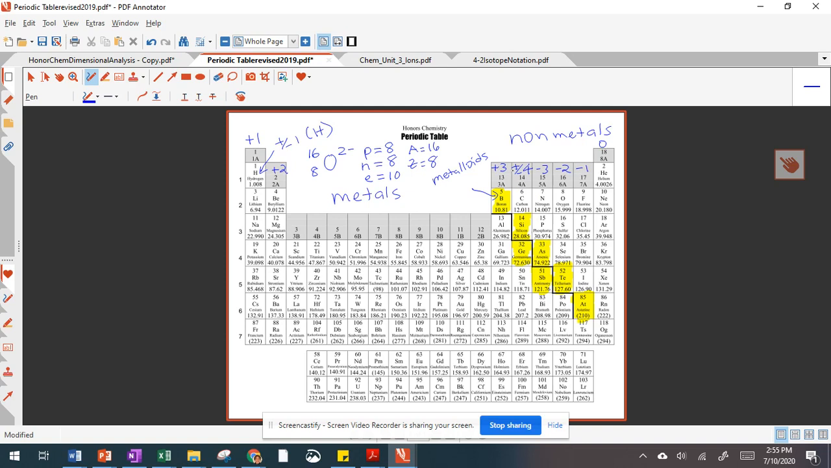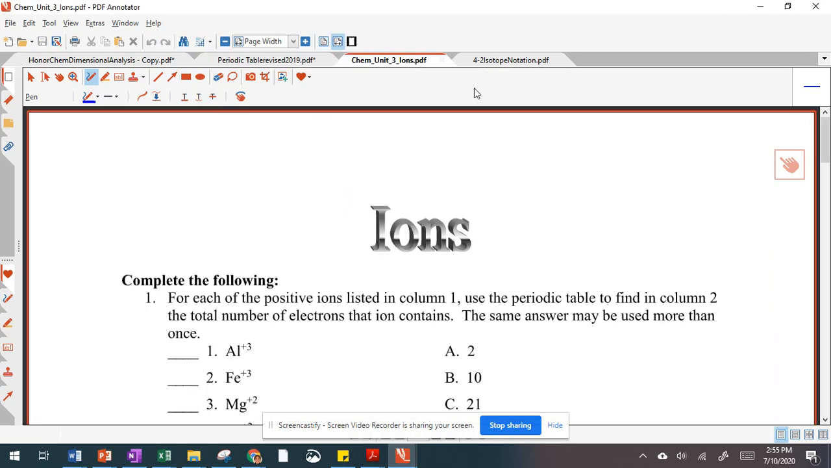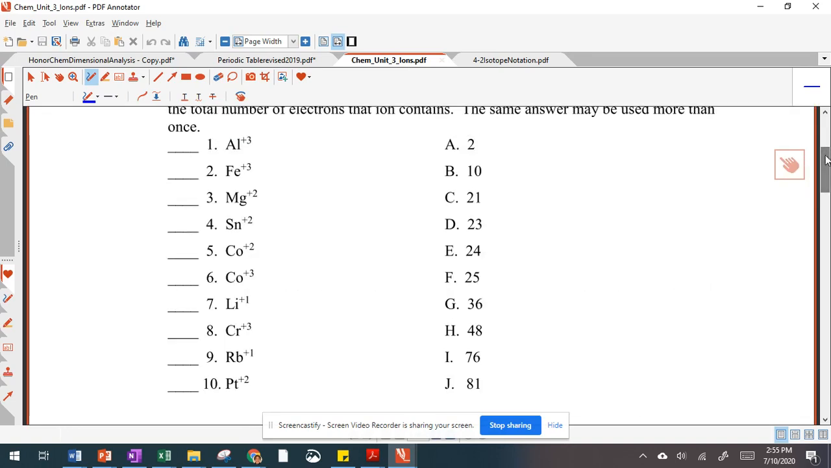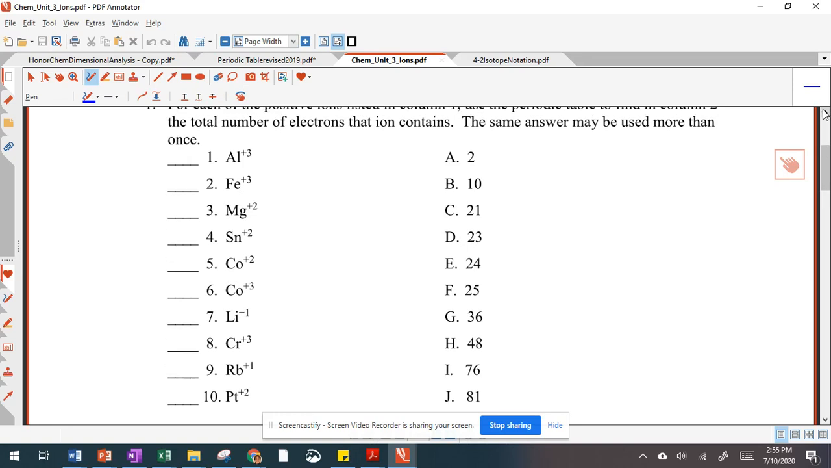Now what I would like to do is go over a few problems on your ion sheet so that you can see how to work those. Let me pull that up. This is on Google Classroom. On the top here, you're trying to figure out how many electrons each of these has, so you're going to have to look at your periodic table. Aluminum has an atomic number of 13. It's positive, so we're going to do 13 minus the absolute value of the charge. That gives us 10, so our answer is going to be B for 10.